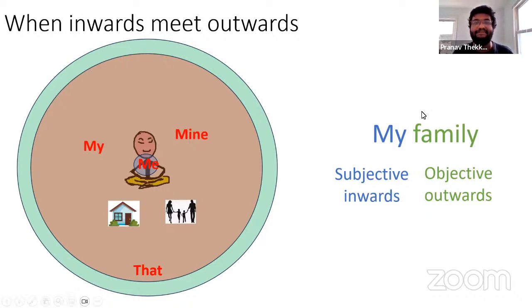Whenever we speak about something, let's say something very simple like my family, there is a my part, which is referring to the subjective inwards. And then there is the family part, which is a concept. A family, you say, is made up of a father, mother, and children. So the family is the objective outward part, and this my is talking about the person himself, so my is pulling him towards the subject, and family is pulling him towards the object.